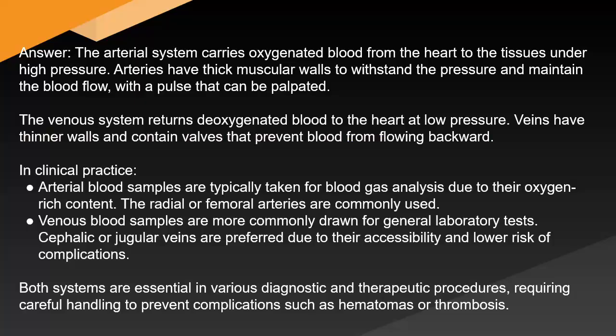In clinical practice, arterial blood samples are typically taken for blood gas analysis due to their oxygen-rich content. The radial or femoral arteries are commonly used. Venous blood samples are more commonly drawn for general laboratory tests. Cephalic or jugular veins are preferred due to their accessibility and low risk of complications. Both systems are essential in various diagnostic and therapeutic procedures, requiring careful handling to prevent complications such as hematomas or thrombosis.